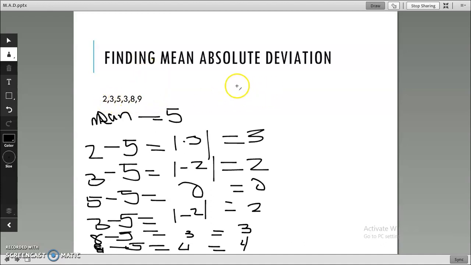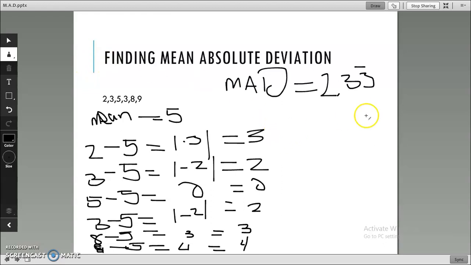And I get 2.3. So the MAD, or mean absolute deviation, is equal to 2.33 repeating. And that means on average, each data point is about 2.3, or 2 1/3, points away from the mean of 5. And I hope that this helps.